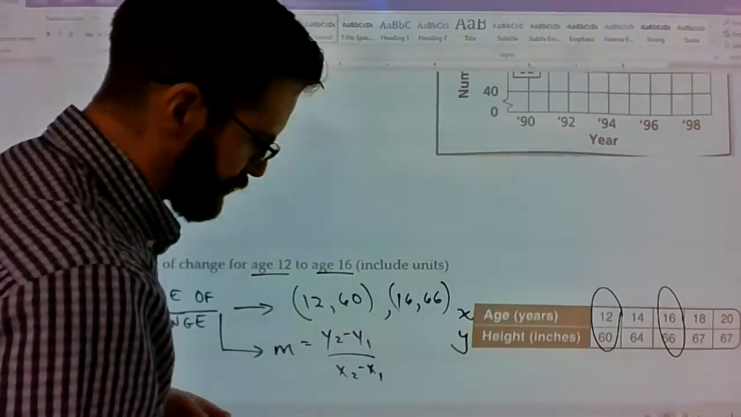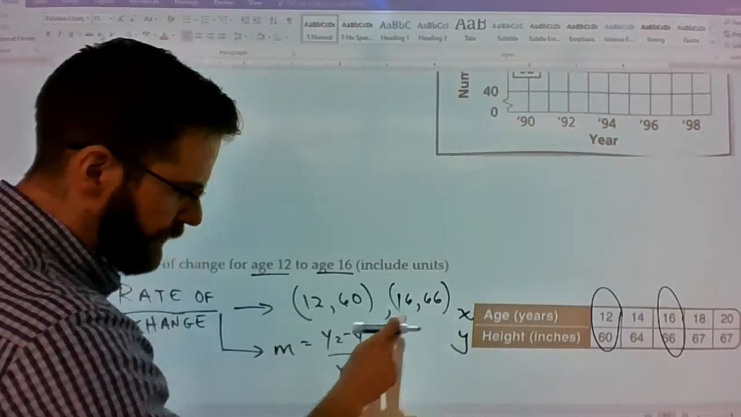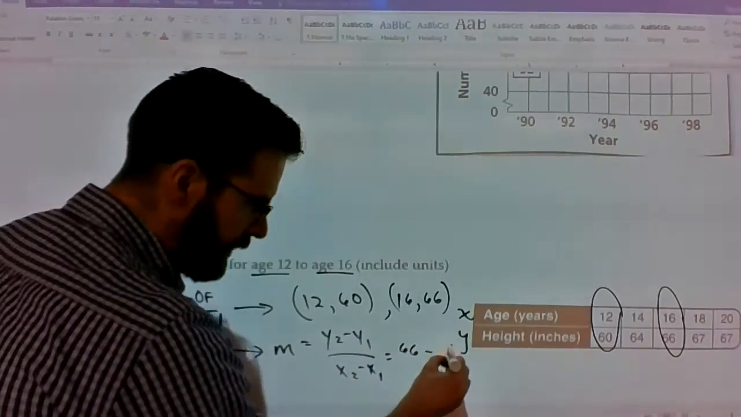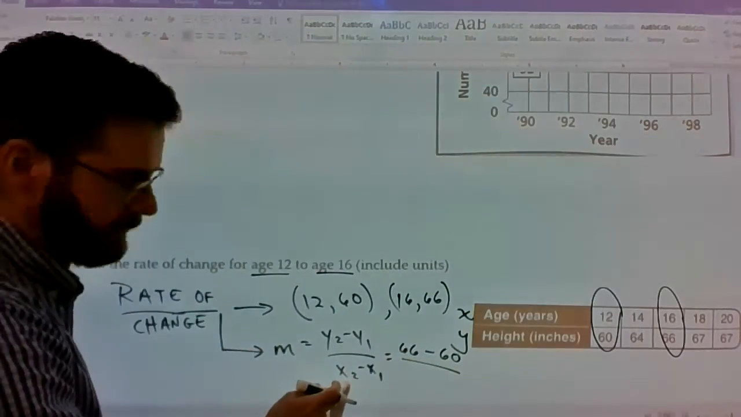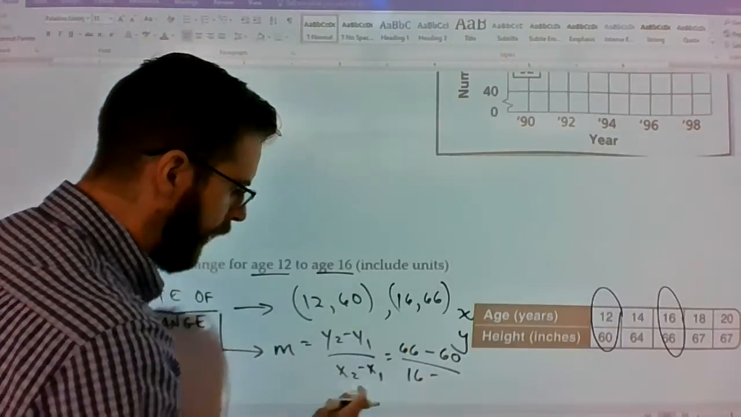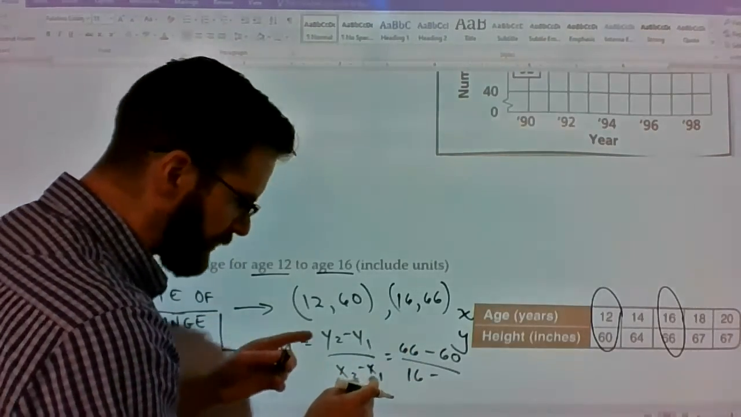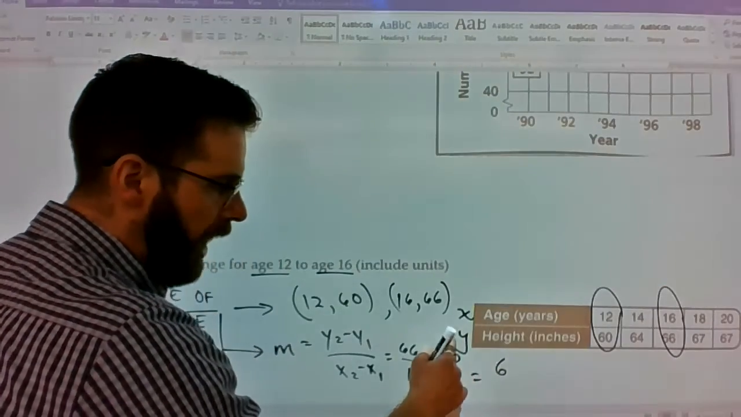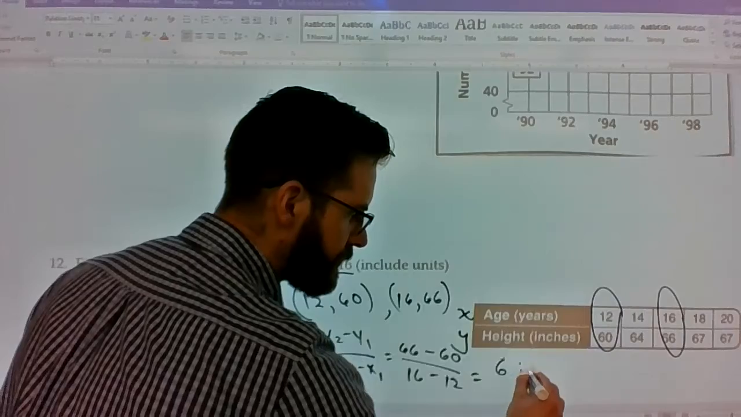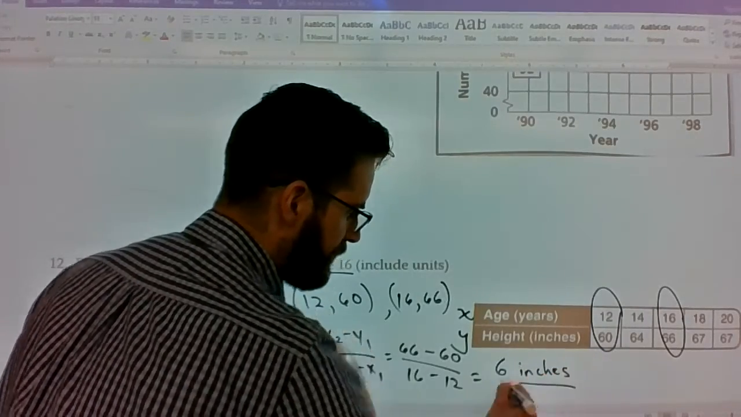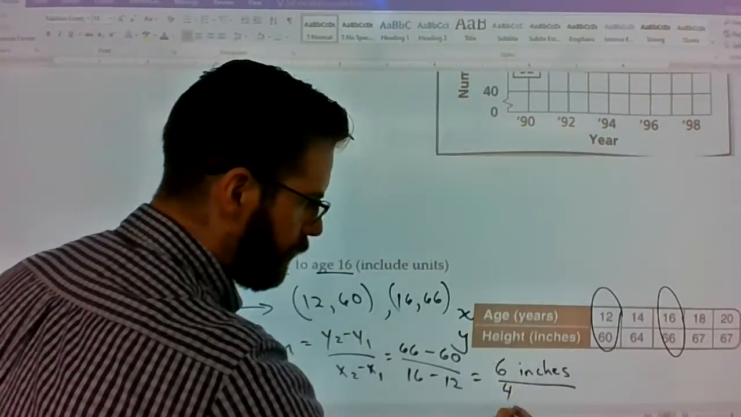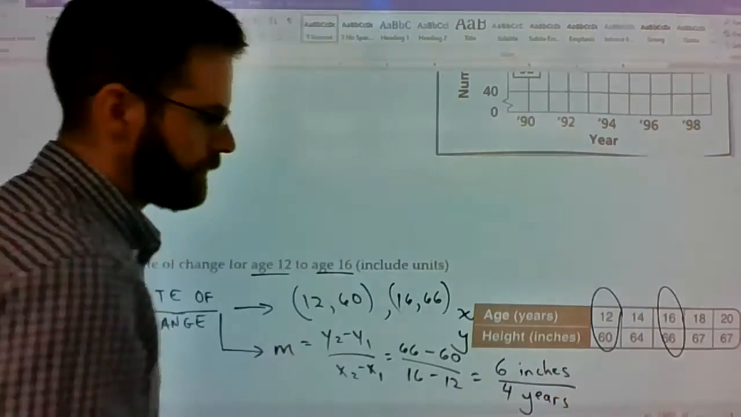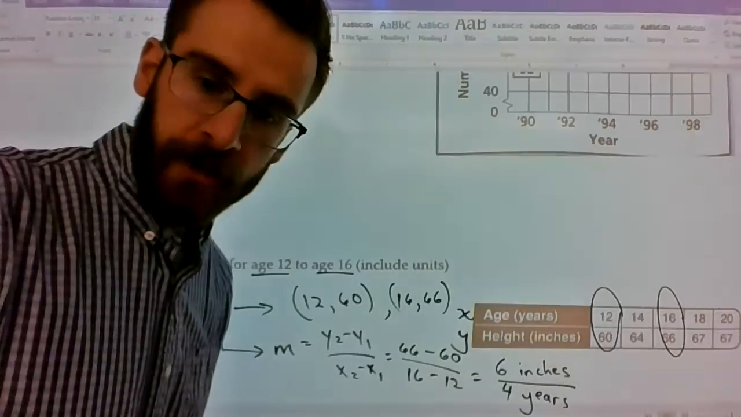All right, so maybe we can just visualize this. This is my y2, so it's going to go in here. This is my y1, it goes here. Here's my x2, 16, and x1. So we've got 6 for my y, which is represented in inches, divided by 4, which is my x, which is years. So it's 6 inches every 4 years is my rate of change.